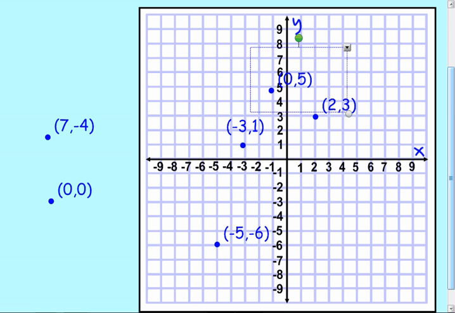For some reason, those give us the hardest time. There you go. Guess there's a talent to doing this. For some reason, the ones on the axes give us a hard time.